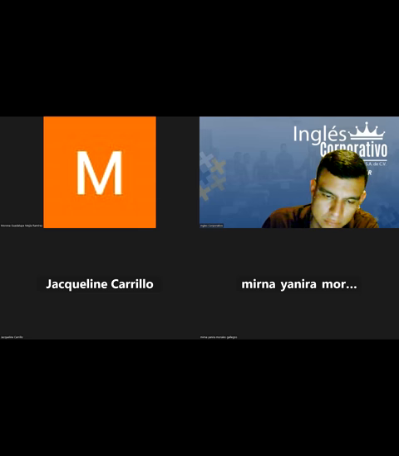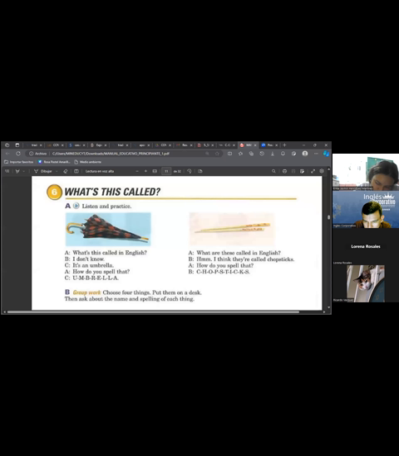Vaya. ¿Cuál sería yo? Ese me cuesta. How do you spell that? Ay, no, si me cuesta. U-M-B-R-E-L-L-A. Le faltó I. ¿Cuál me faltó? Le faltó la E. I-L-L-A. L-L-A.